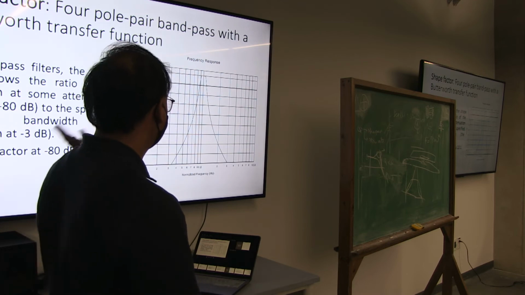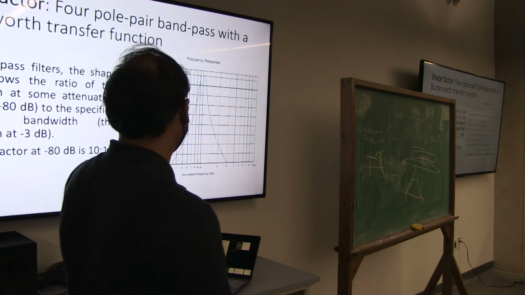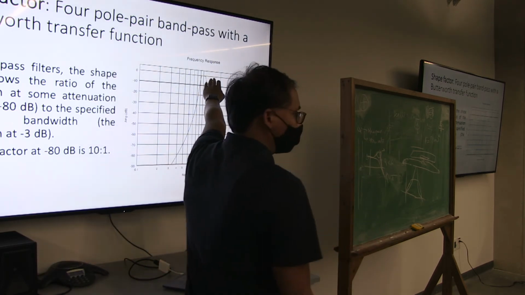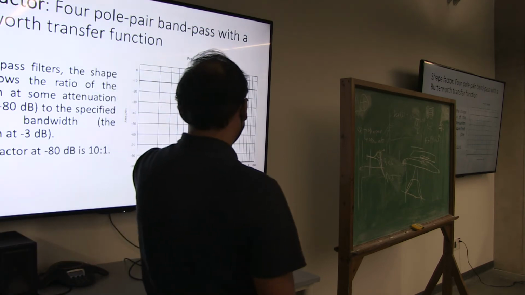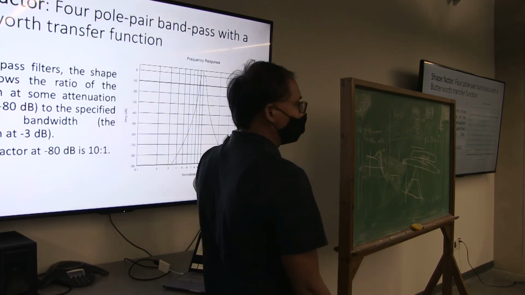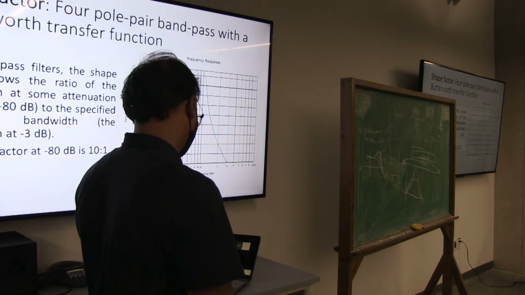So this is a shape factor demonstration. Here it is showing the point at which it reaches minus 80 dB and the point at which it starts at 0, like how long does it take for us to reach from 0 dB to minus 80 dB. That will give us the shape factor specification whenever we are designing a filter.